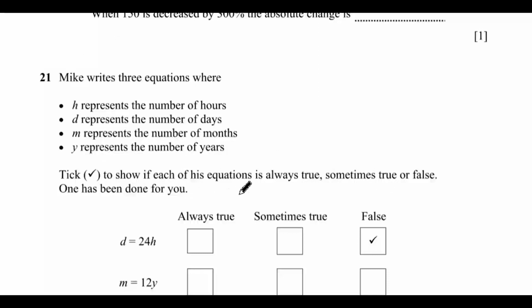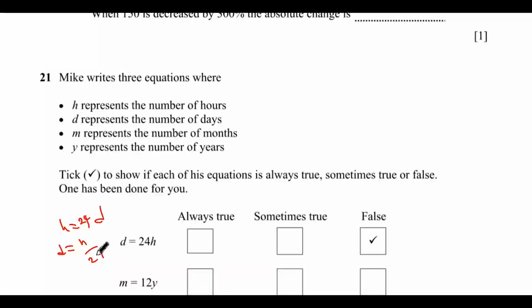So Cambridge is well known with this. Cambridge will always do one for you. So let's look into the remaining ones. Yes, the first one is wrong simply because the hour shouldn't be here. So it should be H equals 24 times D, or D equals H over 24.